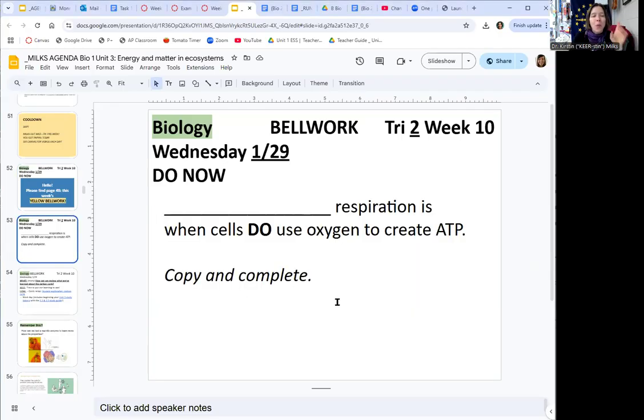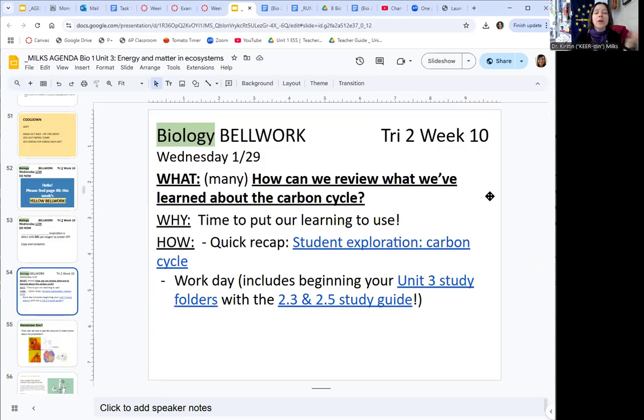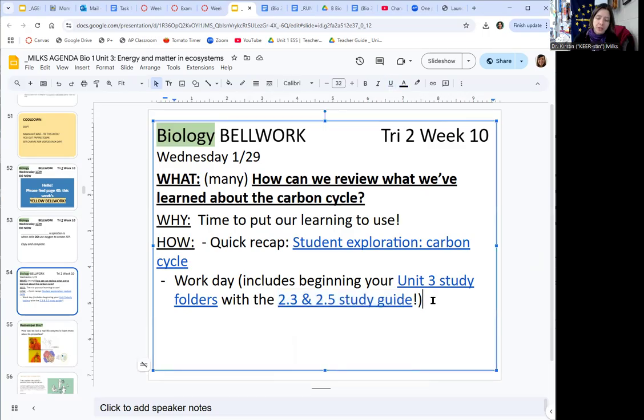All right. What is it called when cells do use oxygen to create ATP? Do you remember? Yeah, that's what we're thinking about today. Today, we're going to review what we've learned about the carbon cycle. You're going to end up with a quiz. I should write that for you just as I'm thinking about it.